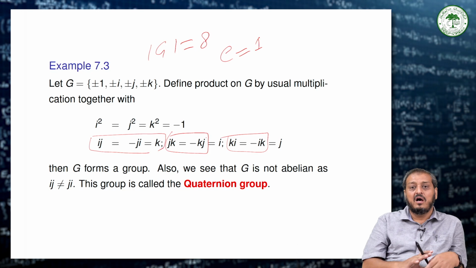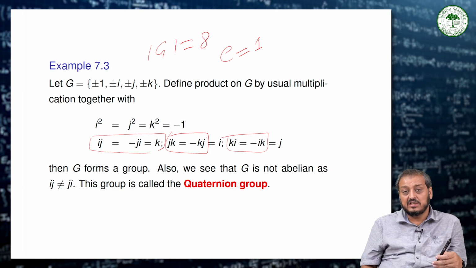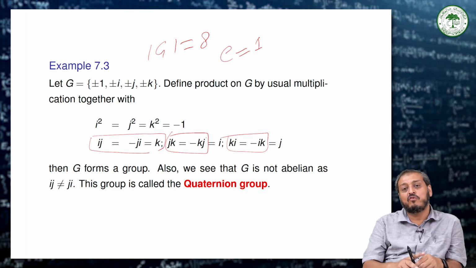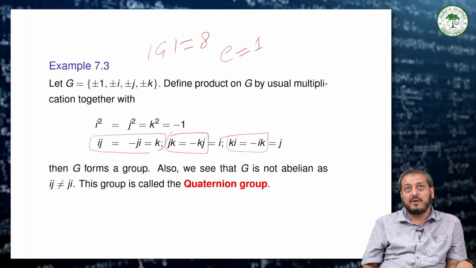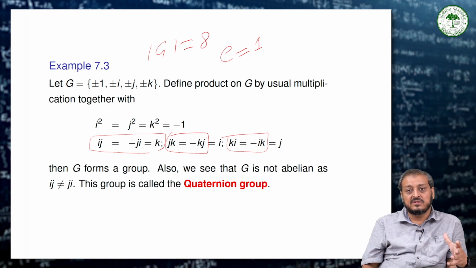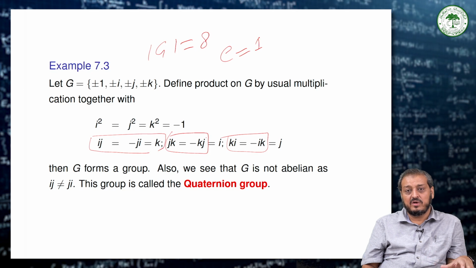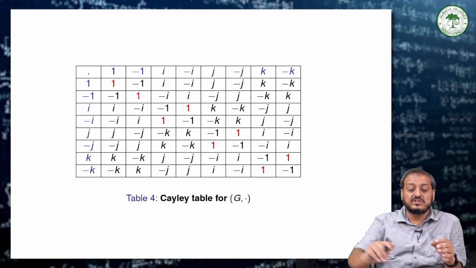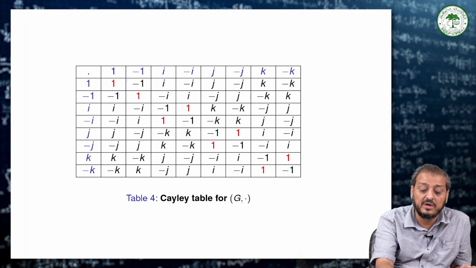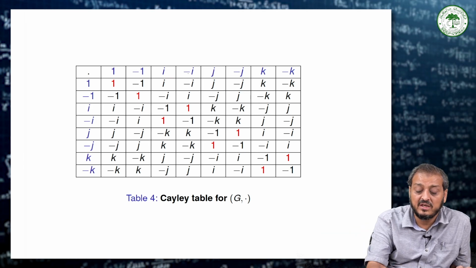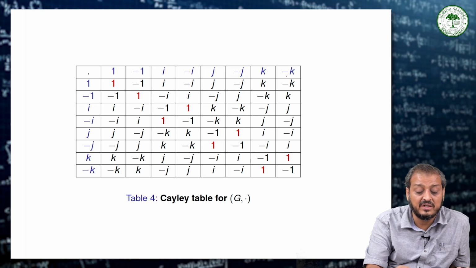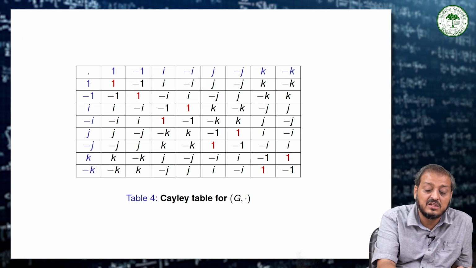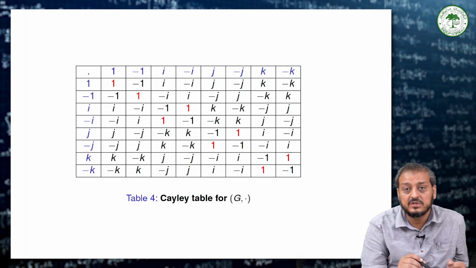Now we have to check whether the other properties of a group are satisfied or not. We represent this again by the Cayley table. The Cayley table under multiplication has as its first row the elements of the group: 1, minus 1, i, minus i, j, minus j, k, minus k, and the first column is also the same elements of the group.